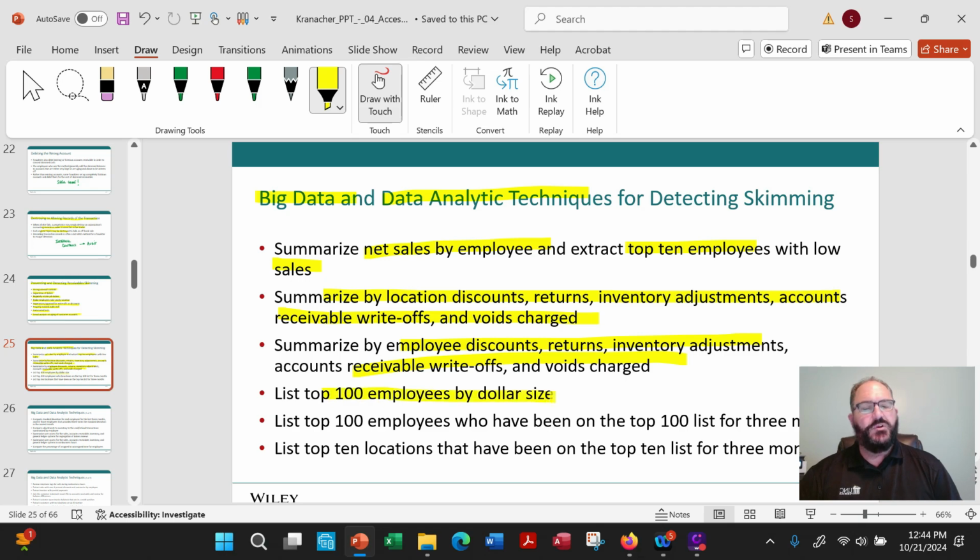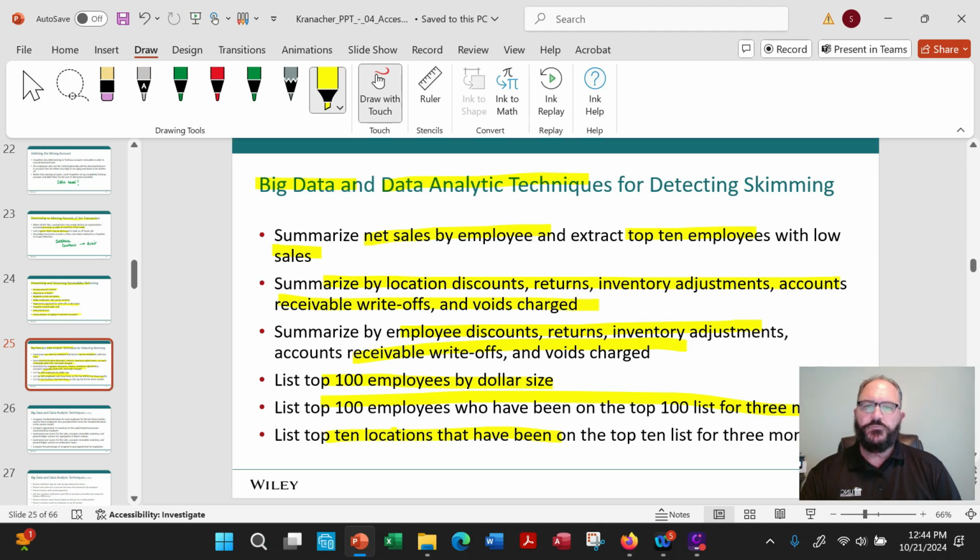Top 100 employees by dollar size. Those who have been on the list for 3 months. Locations that have been on there. So what we're doing is we're trying to use the data to indicate a direction. Okay, it may mean nothing, but the whole point is using the data to help analyze. Analyzing without the software or something like that would be much more difficult.